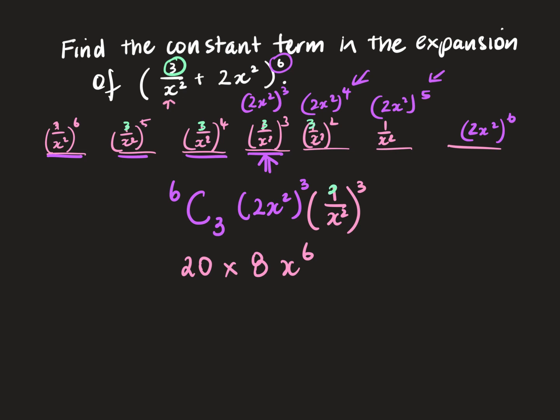So now I'm going to have 3 to the power of 3, that's 27, over x to the power of 6. So those ones will cancel. So 20 times 8 times 27 is 4,320. That is the constant term in that expression.